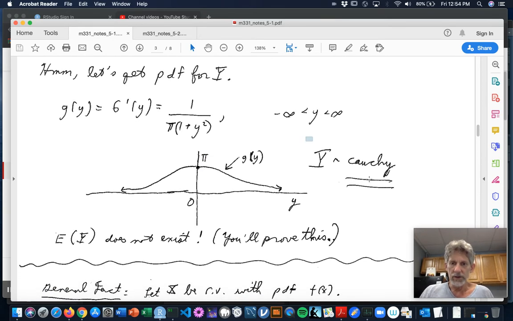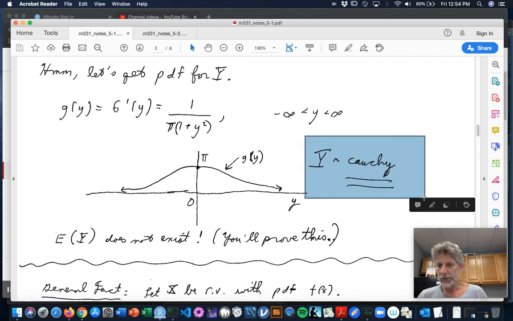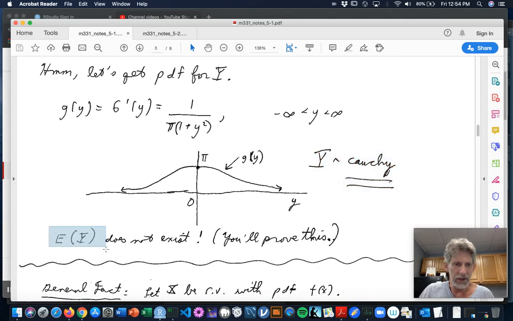Anyway, this random variable is called the Cauchy distribution. Cauchy was a famous 19th century mathematician, and it's a pretty interesting distribution. For one thing, its expected value does not exist. You'll prove this in a homework. It kind of makes sense that maybe it doesn't, because you look at this as 1 over y squared, and if you had to integrate to get an expected value, you'd be integrating a y times a 1 over y squared. So you'd be doing the integral of like a 1 over y, out to infinity.